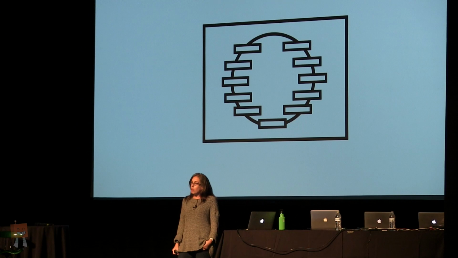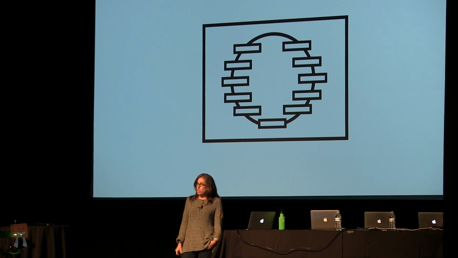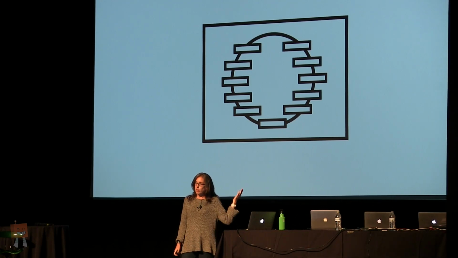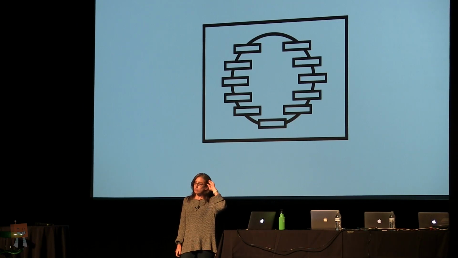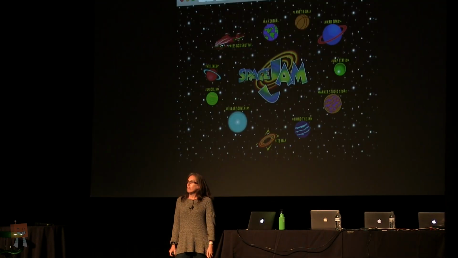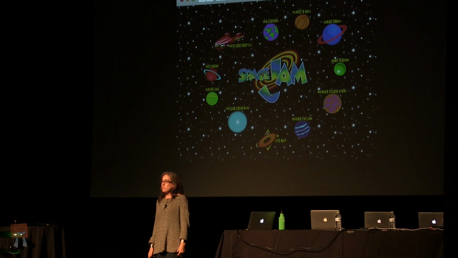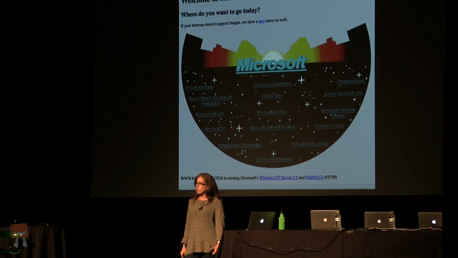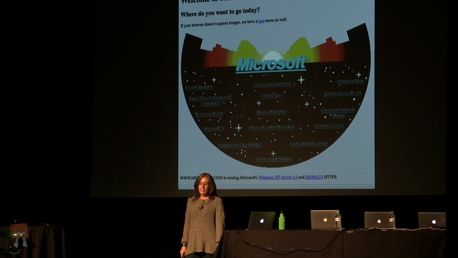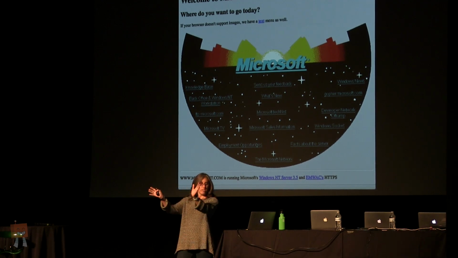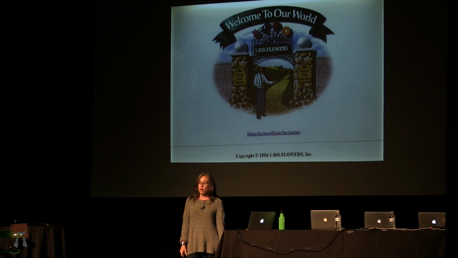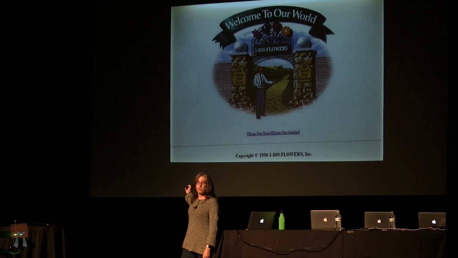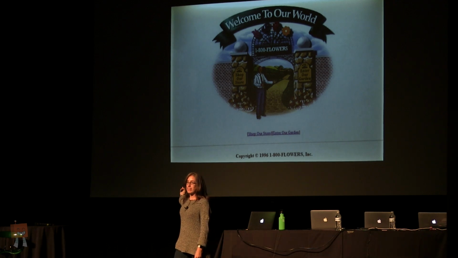And then some tools came along to do layout, and we started doing some really interesting, weird things, like putting objects, links typically, in circles on web pages. Remember this one? Space Jam. It's space. There's a bunch of planets floating around in a big circle. Or the first homepage for Microsoft. It's a bunch of links in a universe. Or this, welcome to our world, 1-800-Flowers, enter our garden. It's a space. It's cyberspace.